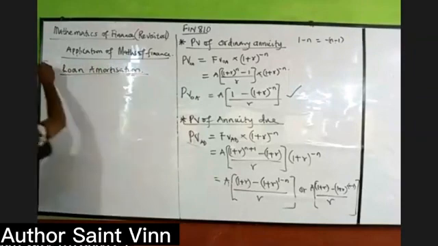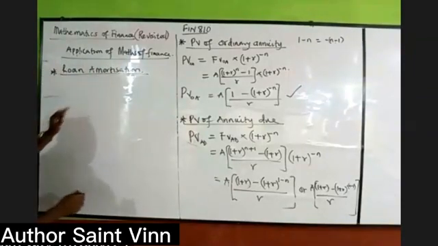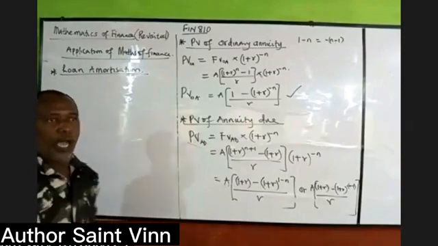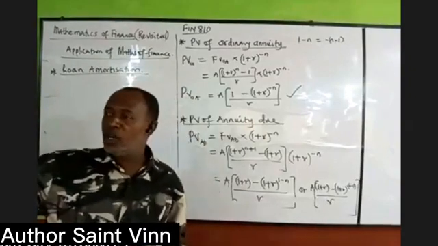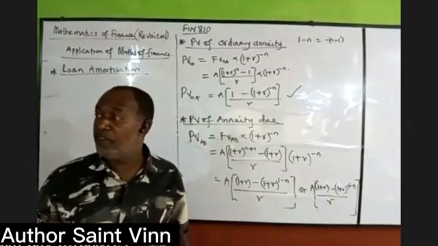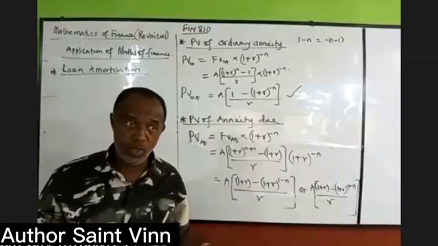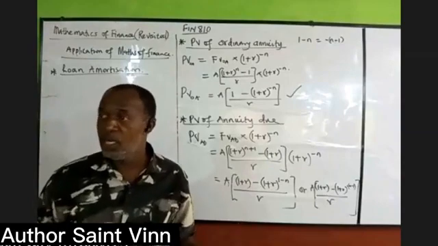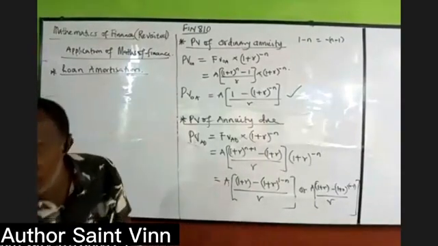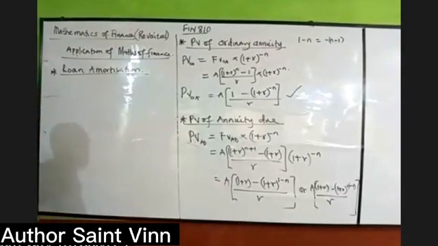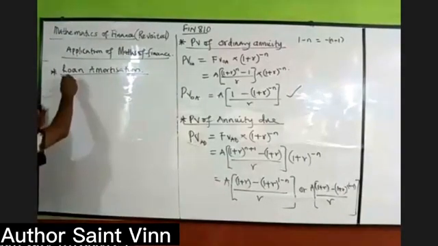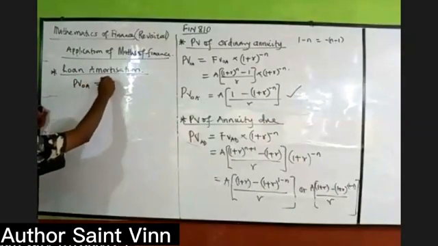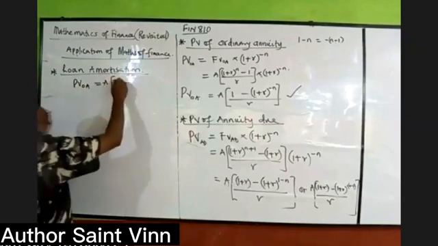That's the first application. And anytime you hear loan amortization, it means they want to pay back a loan. And when somebody is paying back a loan, that loan they collected now is the present value. When you collect a loan now, that loan is called present value. And you now plan how to pay back, either by installment or whatsoever. So the formula that works here is present value.